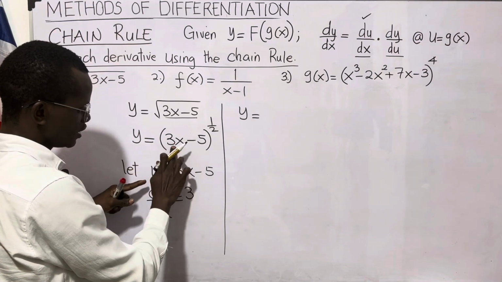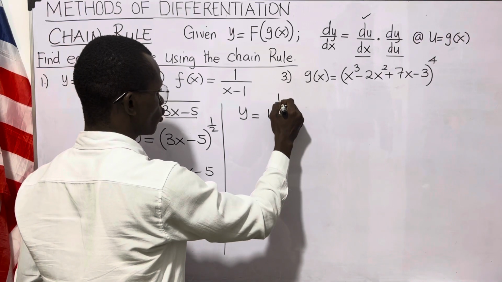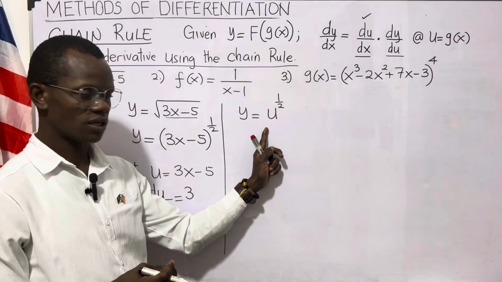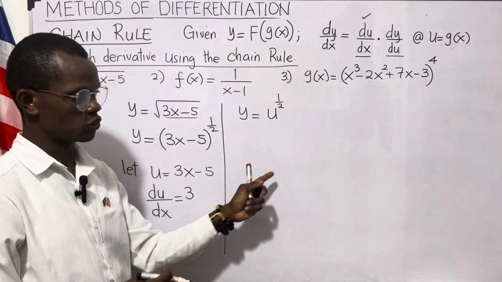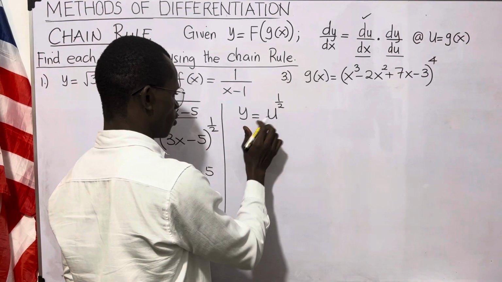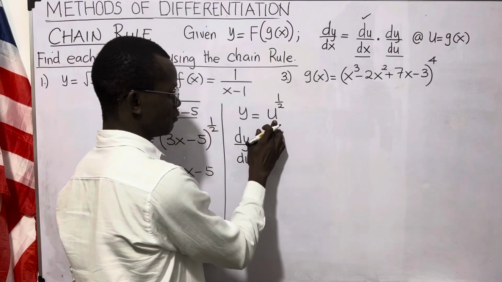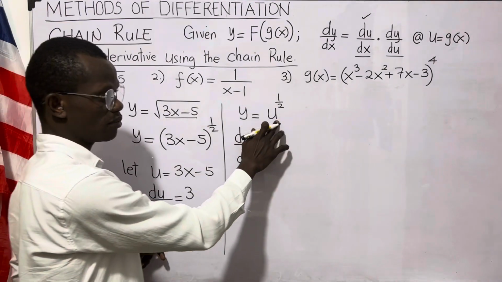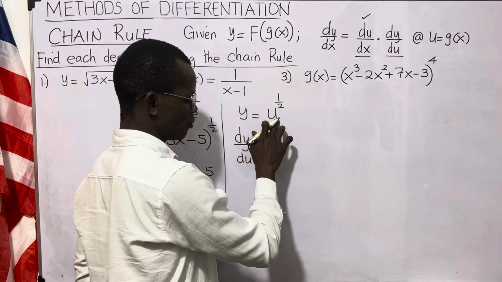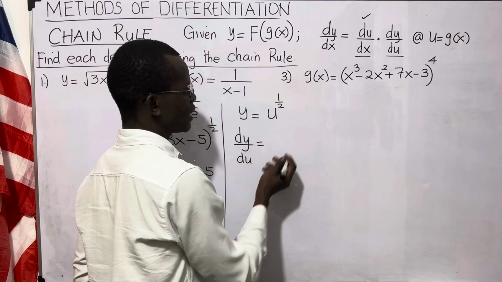But we substituted this 3x minus 5 with u. So it becomes u raised to the power 1 over 2. So you see that this is easy for us to deal with. A single variable raised to the power half, which is apply the power rule. So we say y prime or dy by du, because the variable now is no longer x. The variable in the problem is u. So dy with respect to the variable, which is u, so dy by du equals, we use the power rule.